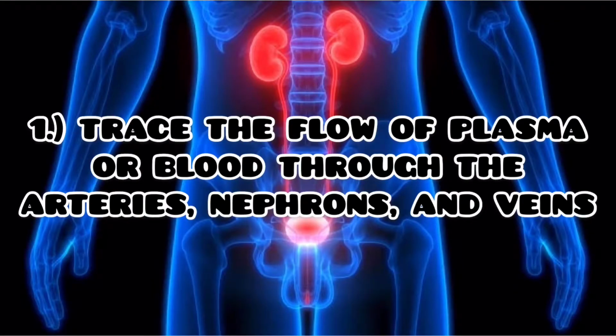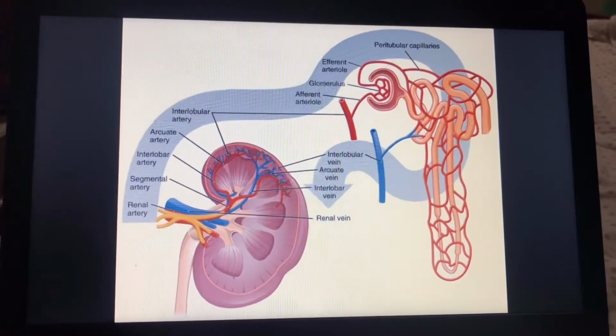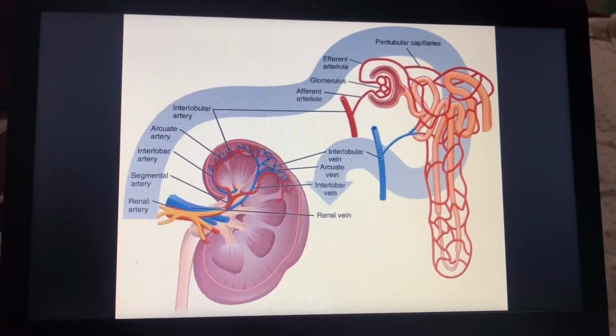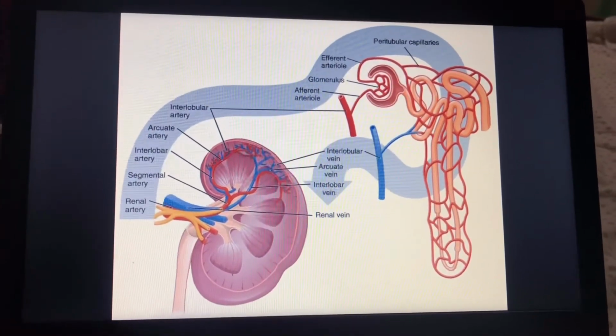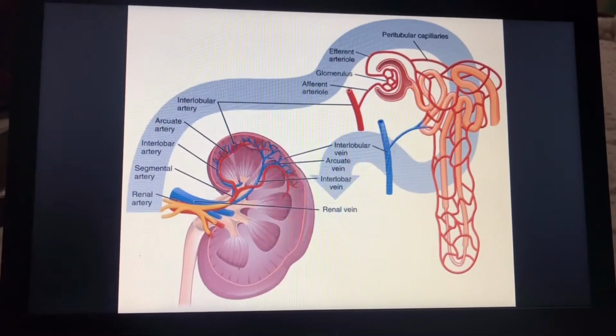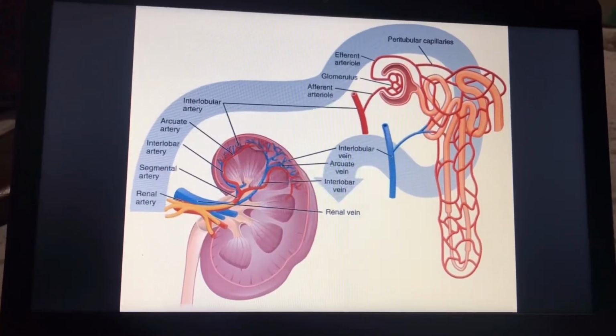Trace the flow of plasma or blood through the arteries, nephrons, and veins. Oxygenated blood comes to the kidneys from the right and left renal arteries of the abdominal aorta. The oxygenated blood leaves the kidneys via the right and left renal veins that run into the inferior vena cava. The kidneys are highly complicated.